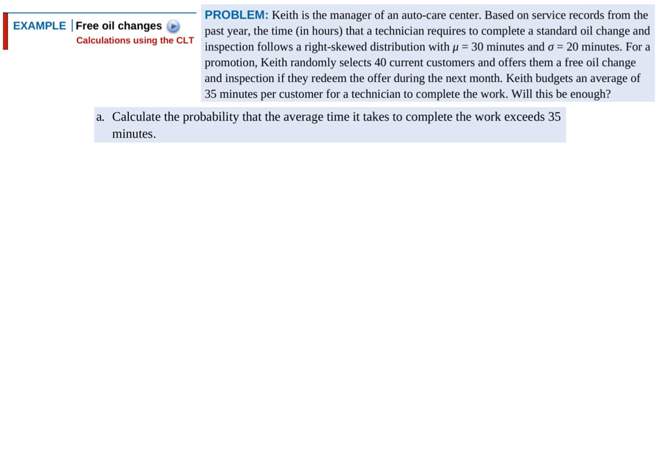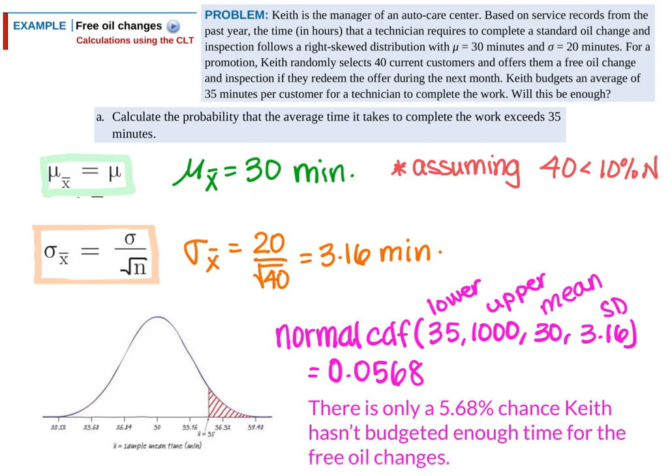Will this be enough? So the first part that we're going to do is calculate the probability that the average time it takes to complete the work exceeds 35 minutes. All right, so first thing I'm going to do is find the mean of my sampling distribution, and that is 30 minutes because it's the same as our mu. And I'm going to find my standard deviation of X bar. I'm going to use this equation. Our sigma for our population is 20 divided by the square root of n, and n, our sample, is 40 customers. Doing that calculation, that's about 3.16 minutes, which is how much a typical average will vary from that mean of 30 minutes.